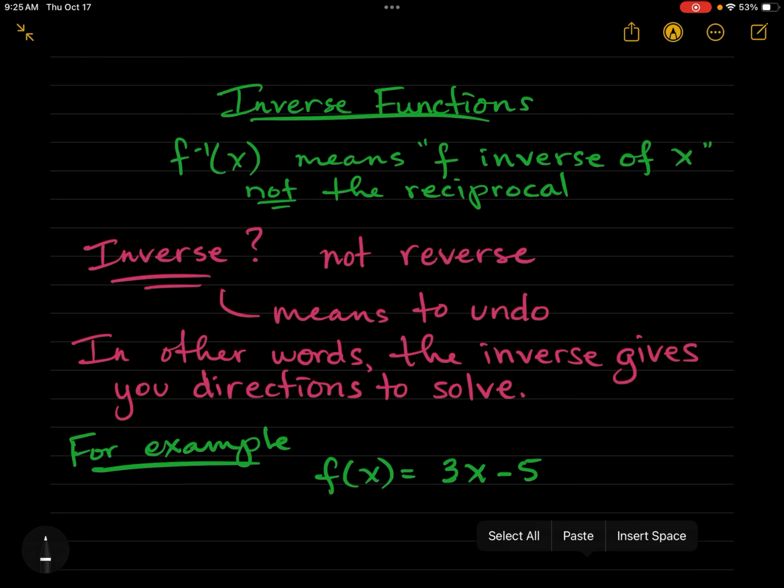Today's lesson is on inverse functions. We use the notation f inverse, with the little -1, of x.